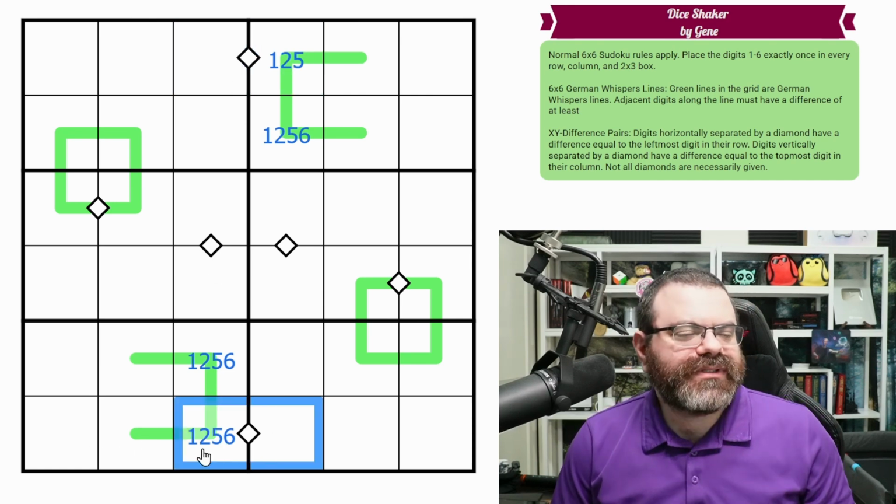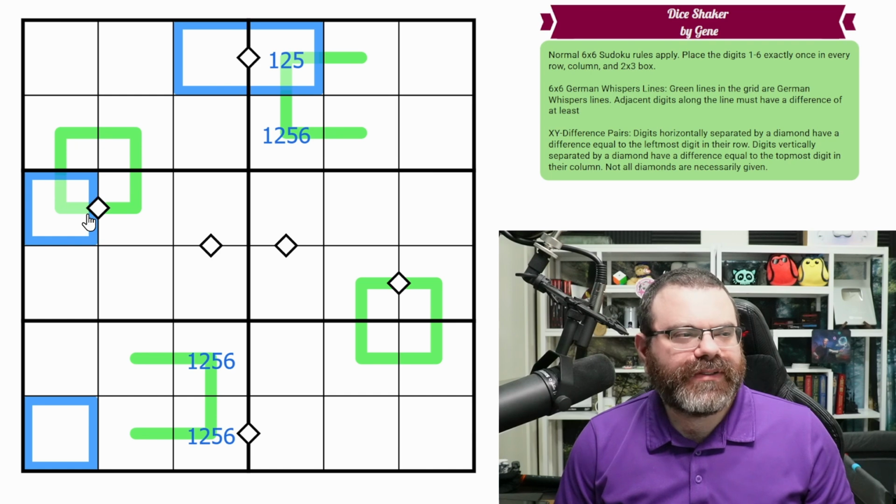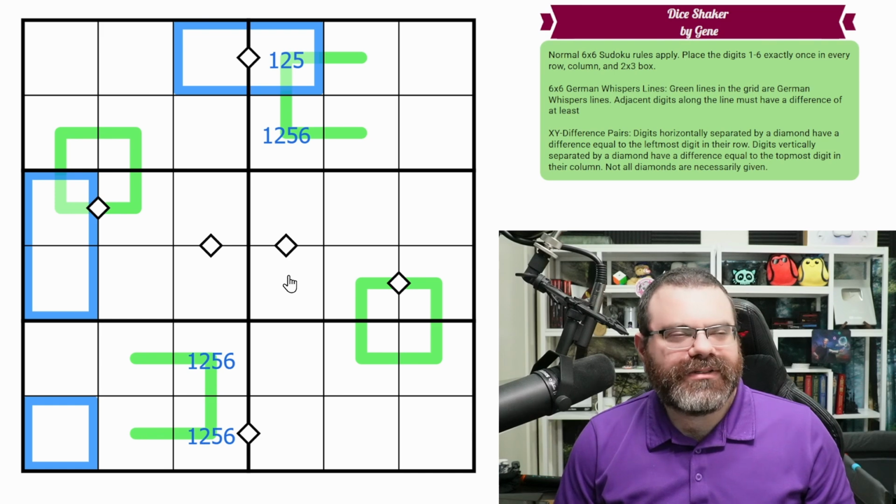Anything else of note? So that's not a 6. These aren't 6s. This is the leftmost digit. Interesting. That's not a 6. That's not a 6. So these are the ones that are not 6. I don't think I can deduce much from that yet.